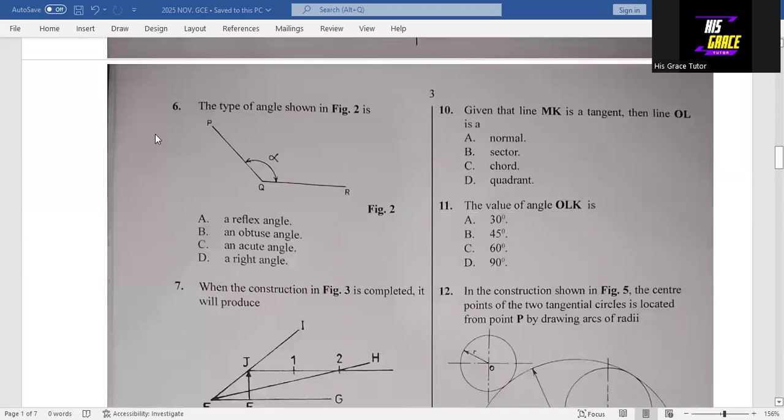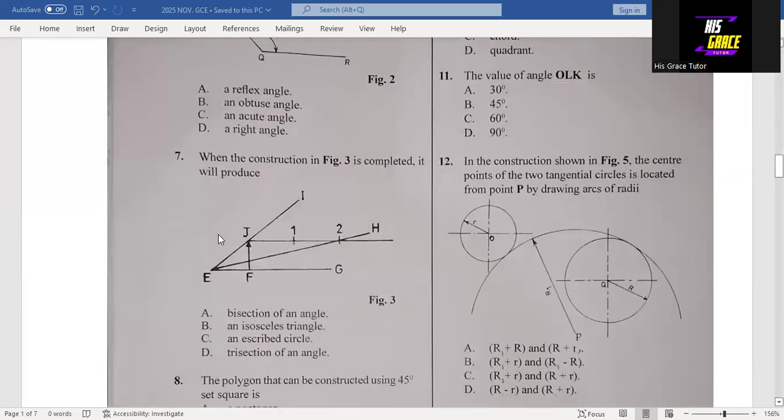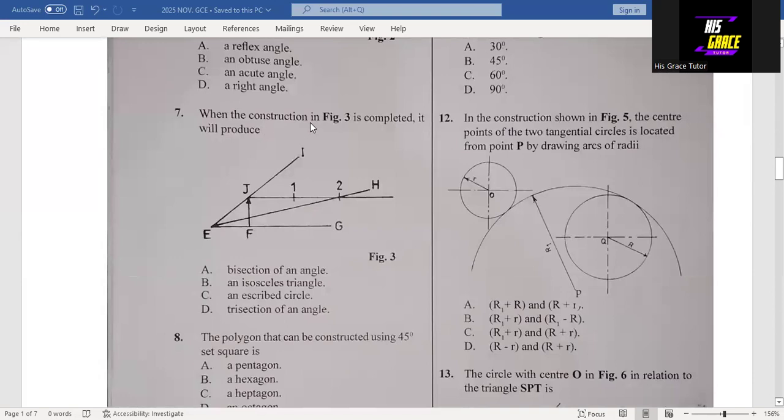Then question 6, the type of angle shown in figure 2 is an obtuse angle. So the answer is option B for question 6. Then question 7 says that when the construction in figure 3 is completed, it will produce trisection of an angle. That is option D, the answer to question 7.